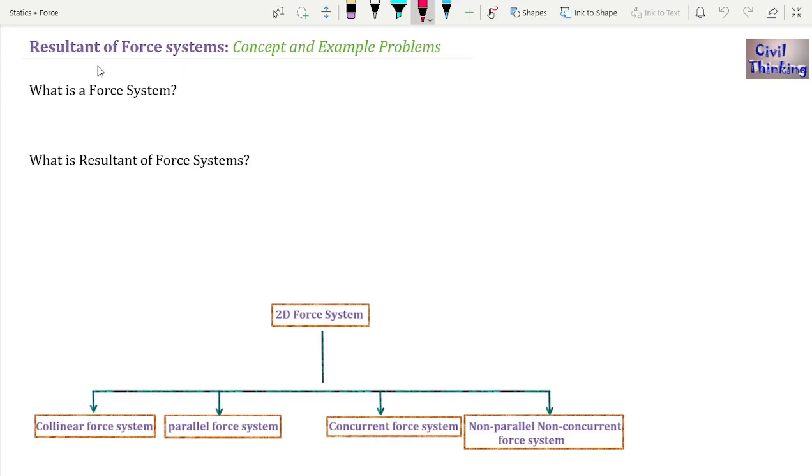Now coming to the topic, resultant of force systems. Now what is a force system? As I have told you in the previous class, a force system is when there is more than one force acting on a body, then all of those forces combined together, we call them a system of forces. So basically it is more than one force acting, okay?